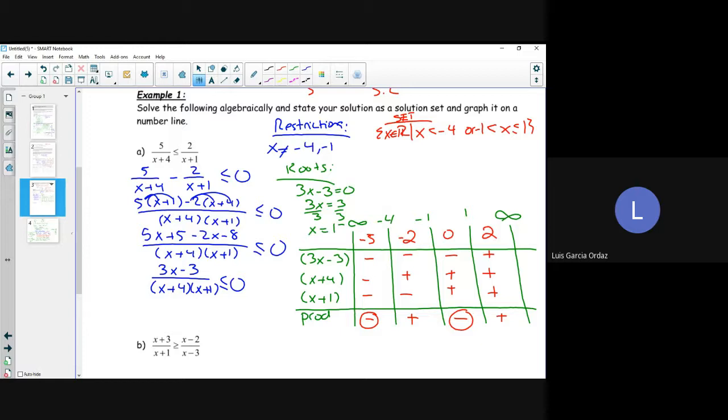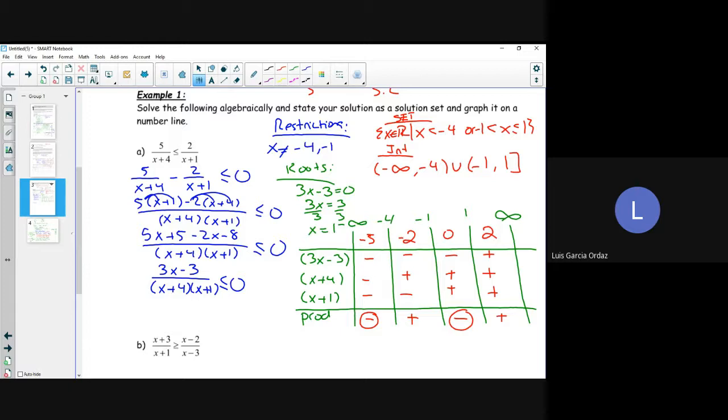Now we're going to write it in interval notation. We get negative infinity to negative 4, in union with negative 1 to 1. Is the positive 1 going to have a square or round bracket? It is going to have a square bracket because, like I said before, our numerator is allowed to be 0.